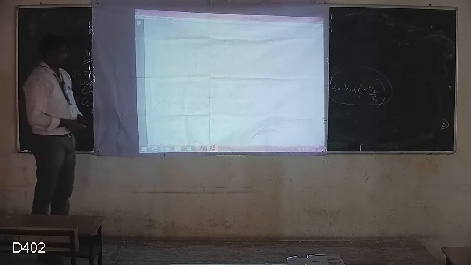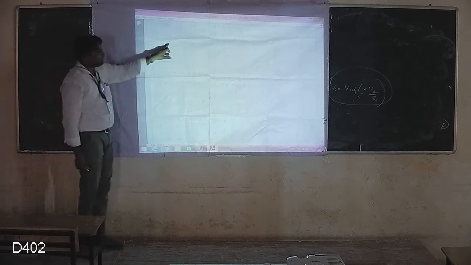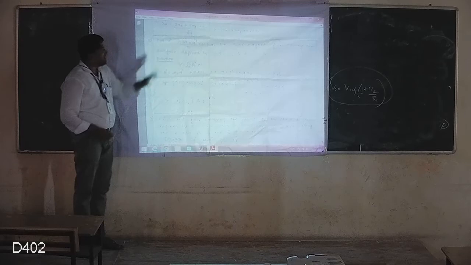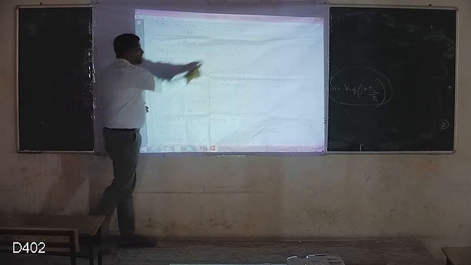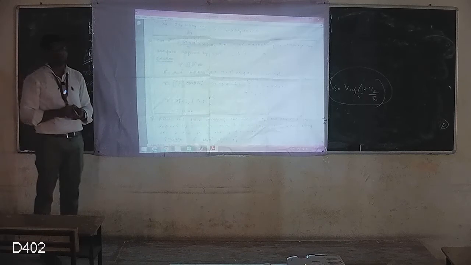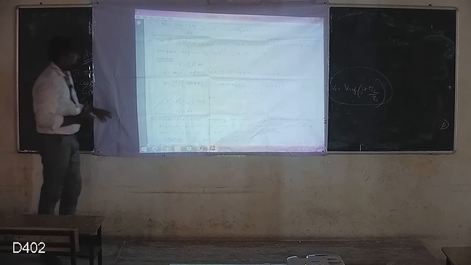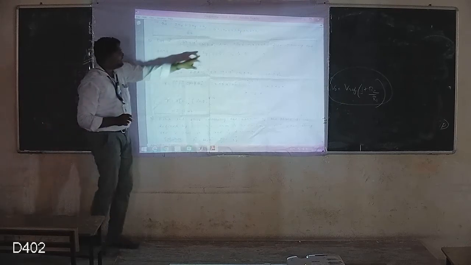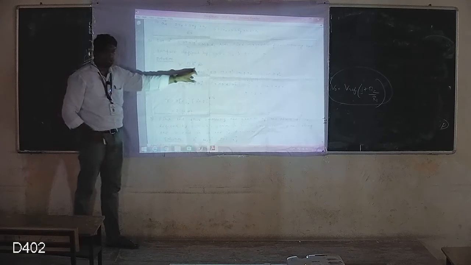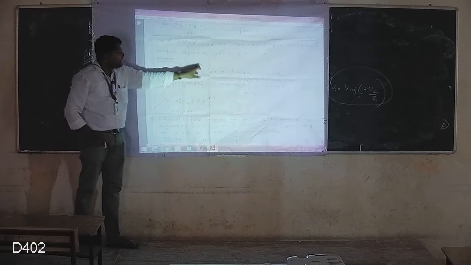Second problem: here the H vector is given. We have to find the magnetic flux, and the surface is defined. The surface is a function of phi and Z. If the surface varies with reference to phi and Z, we can clearly understand R is constant. Let me do the problem. For finding the flux, the main formula is psi equal to double integral B dot dS. It is the original formula. So we have to find the B vector and the dS vector.